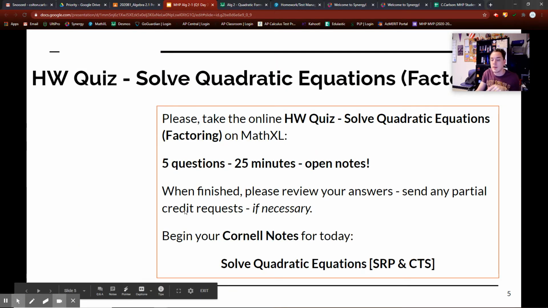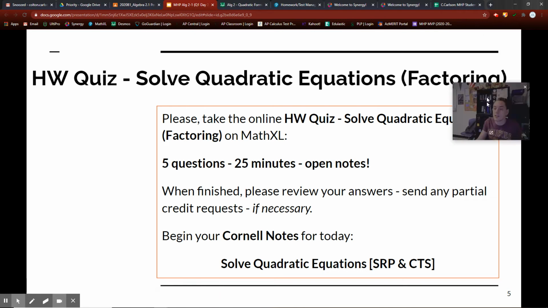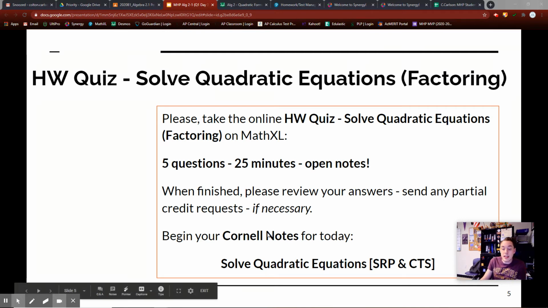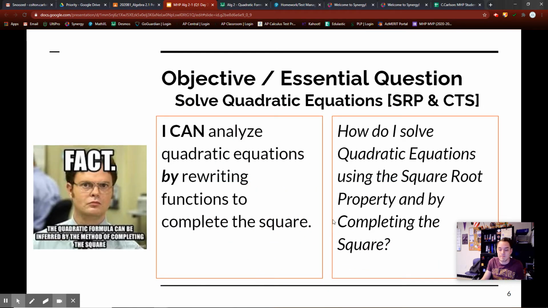5 questions, 25 minutes, open notes. Of course, if you have any questions or partial credit, please let me know and send that to me as soon as possible. Once you're done with the homework quiz, if you're taking the homework quiz, just solve quadratic equations, SRP, square root property, and CTS, completing the square. That's what we're going to be doing today.